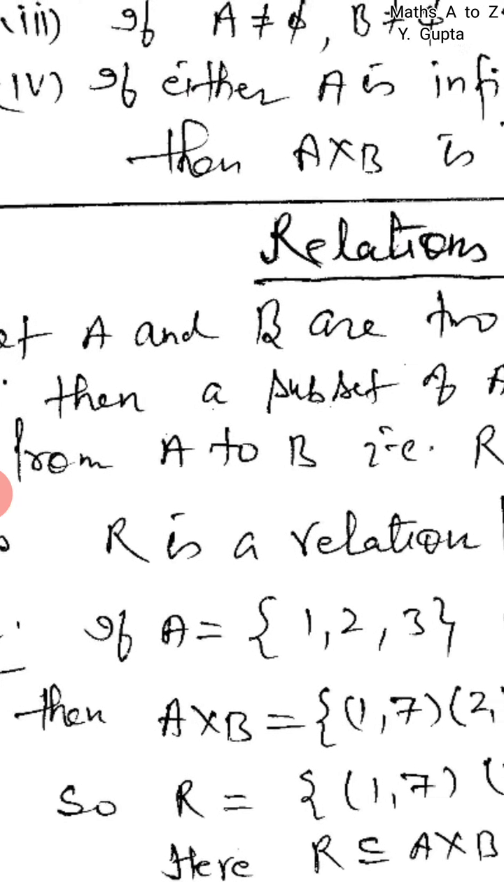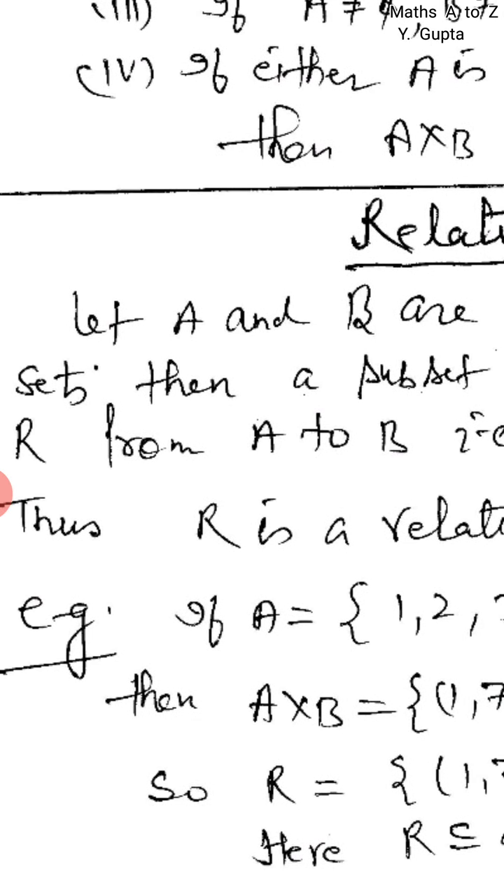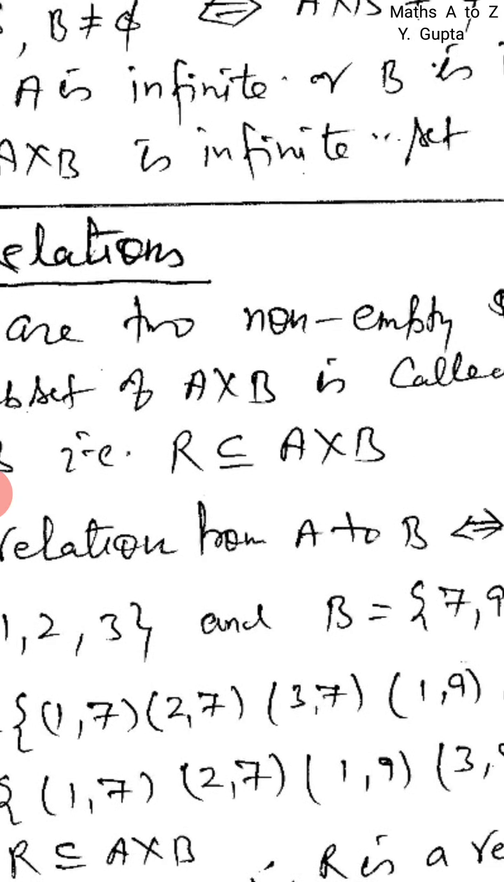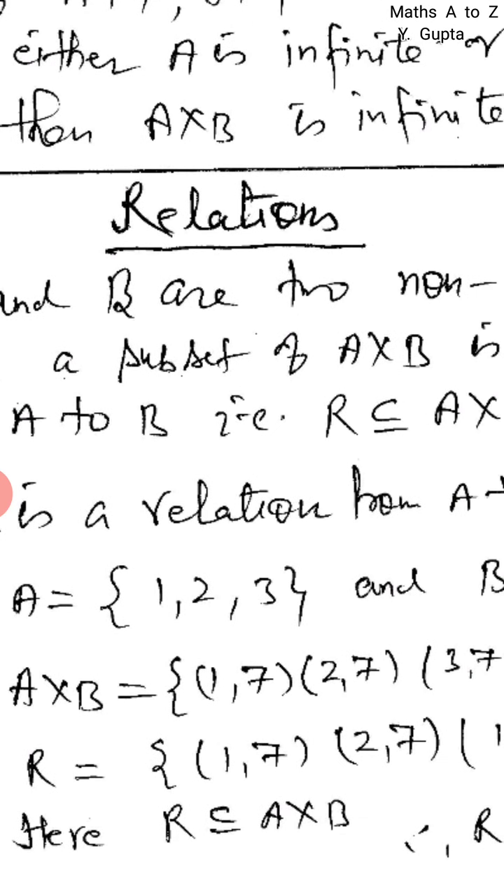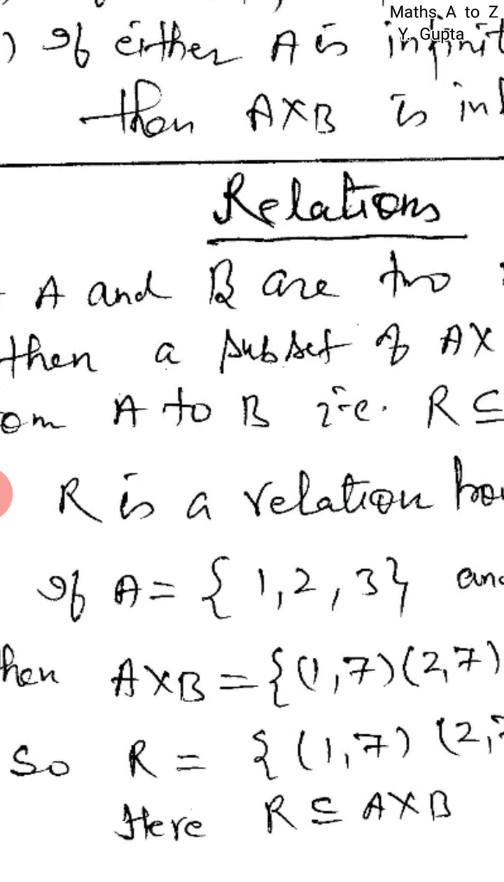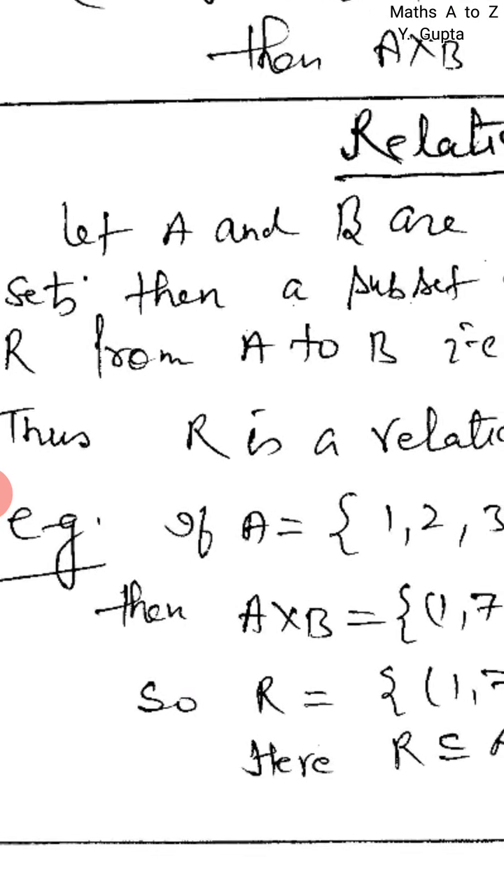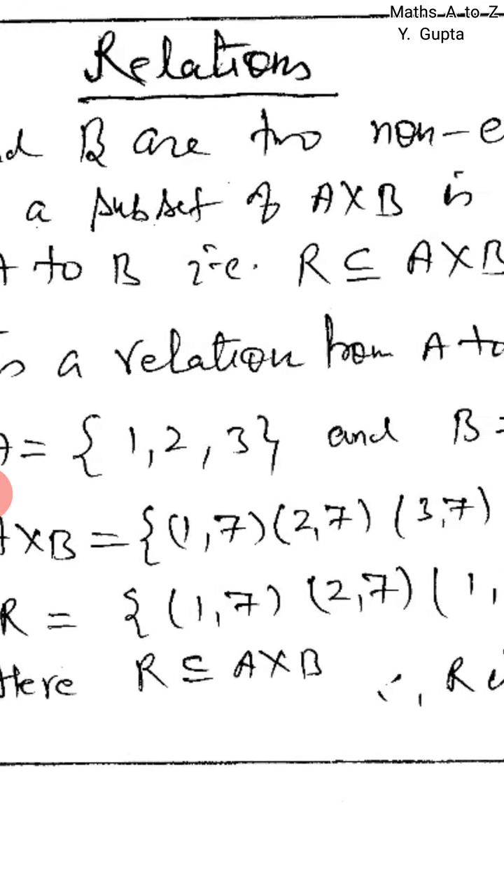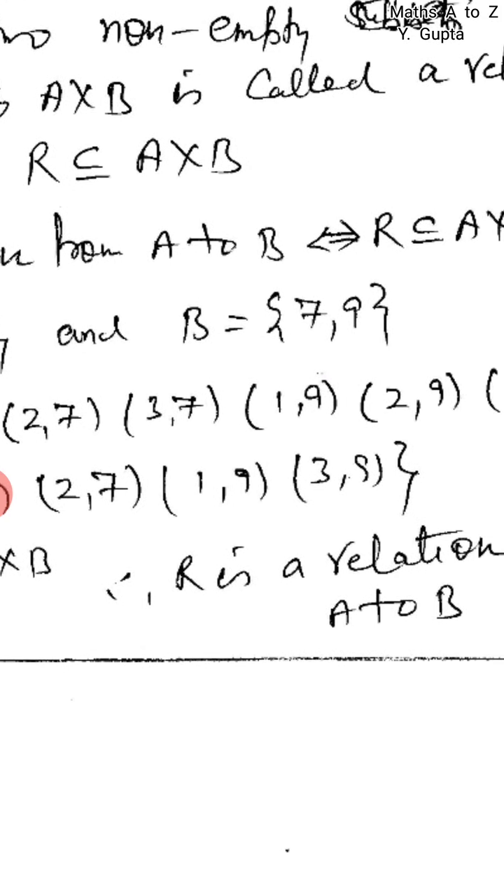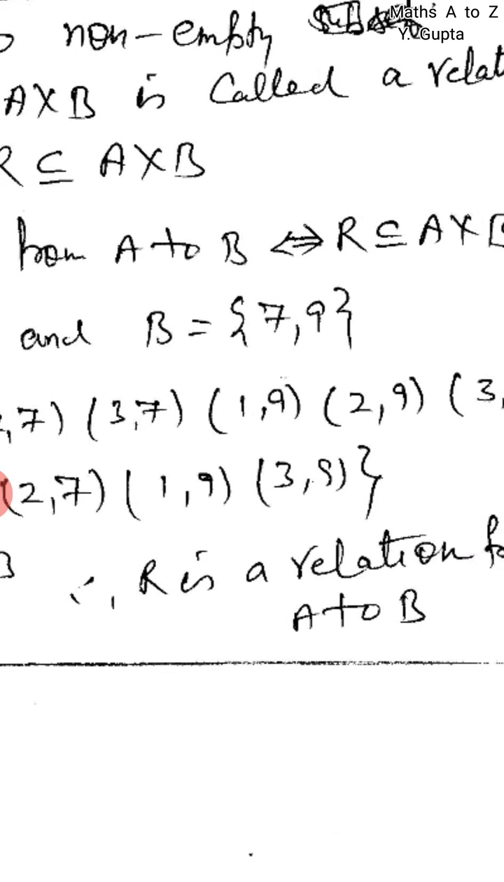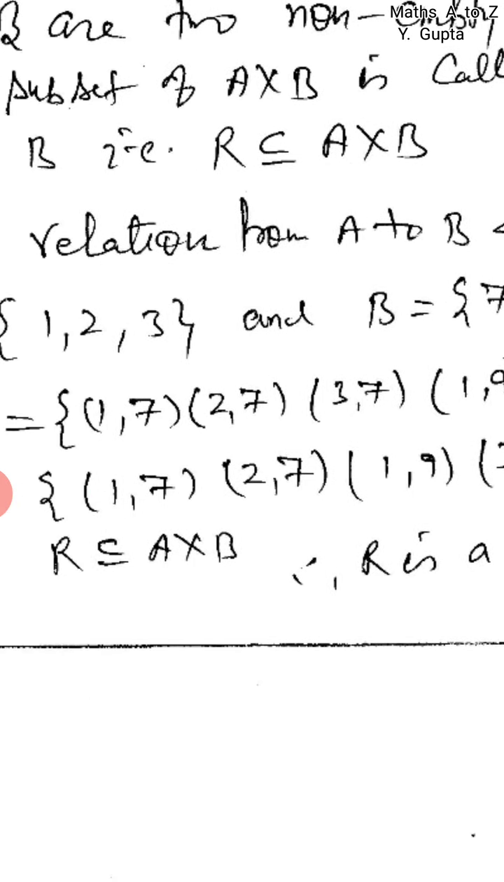And now we define the next heading, relations. Let A and B be two non-empty sets. Then a subset of the Cartesian product of A and B is called a relation R from A to B, that is, R is a subset of A cross B. Thus R is a relation from A to B if and only if R is a subset of A cross B.